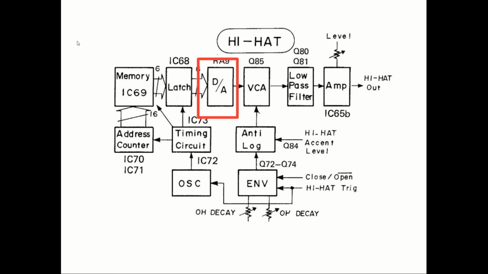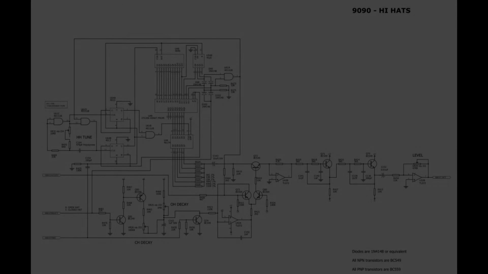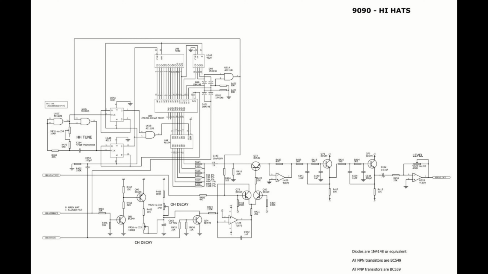The digital to analog converter has 6 bits of resolution, and it's made using a simple resistor network. The signal is routed to the VCA, and after that through an anti-aliasing low-pass filter, and finally through the output buffer stage. The accent level is used to control the amplitude of the logarithmic output that is fed to the VCA. The TR909 schematic diagram is a little bit messy, so I recommend looking at the 1990 schematics instead, if you want to have a closer look at the circuit.